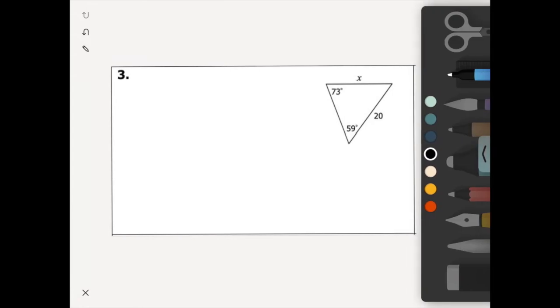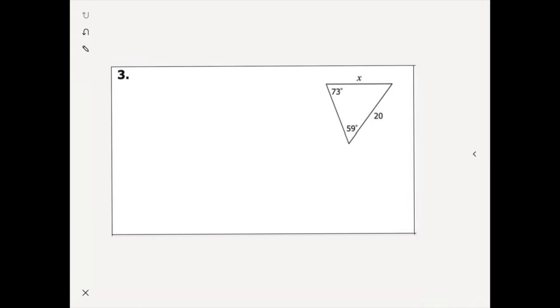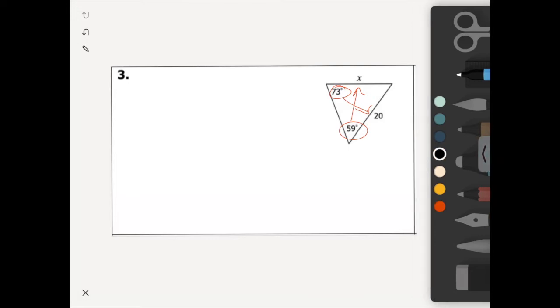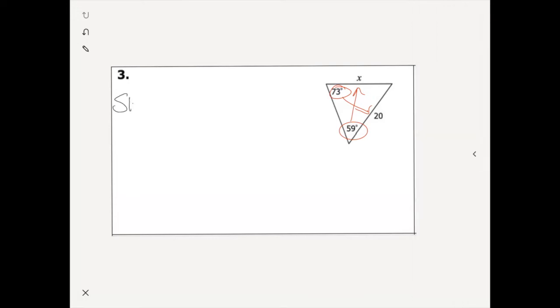Looking at this one, we have two angles. We have 73 degrees, that is opposite from 20. Then we have 59 degrees, that is opposite from x. So we're going to say the sine of 59 degrees over x is equal to the sine of 73 degrees over 20.